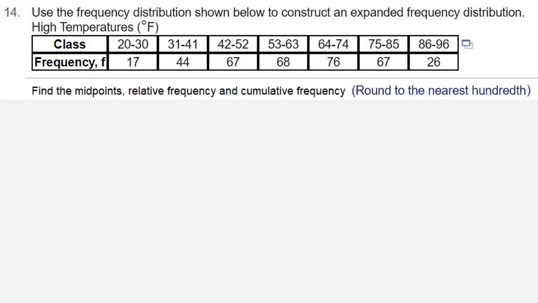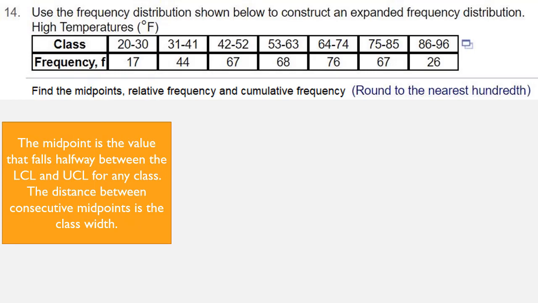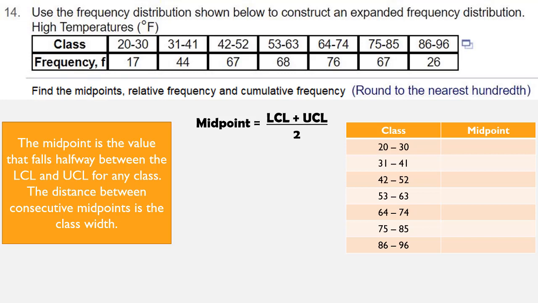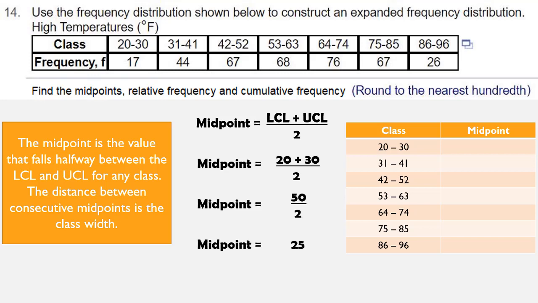Once we have our class width, let's go ahead and find our midpoints. The midpoint is the value that falls halfway between the lower class limit and upper class limit for any class. The distance between consecutive midpoints is the class width. So we'll build a table that shows all of our classes here with a spot for the midpoints. We're going to take our first class and find its midpoint by using the formula lower class limit plus upper class limit divided by 2. That's 20 plus 30 divided by 2, which is 50 divided by 2, and that's equal to 25. So our first midpoint is 25.